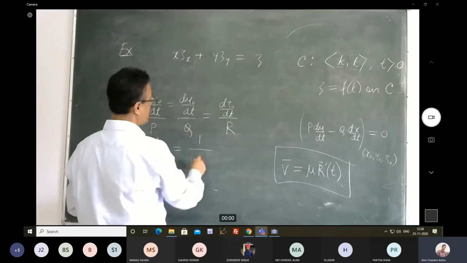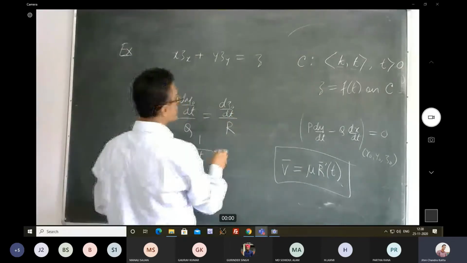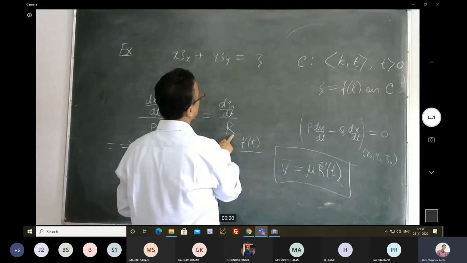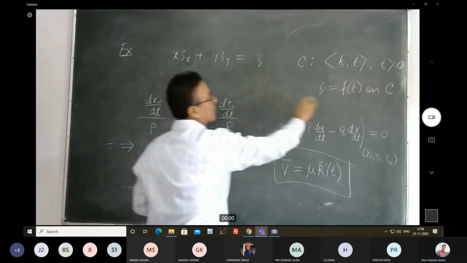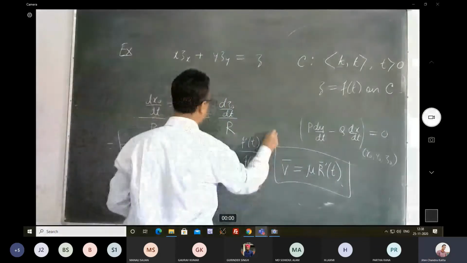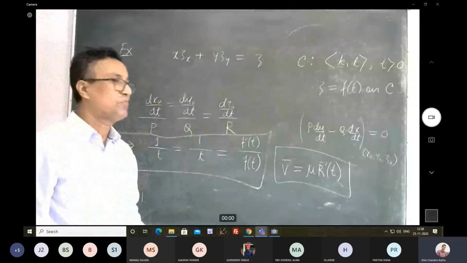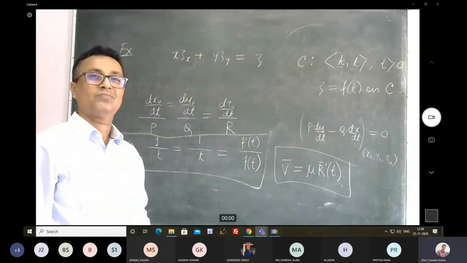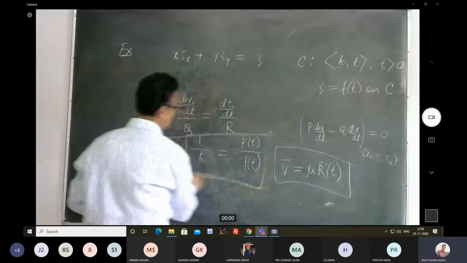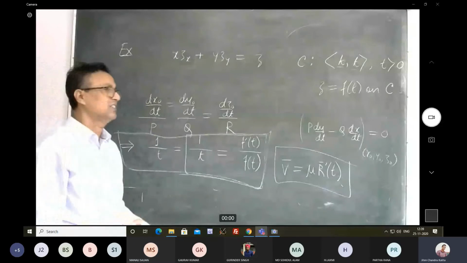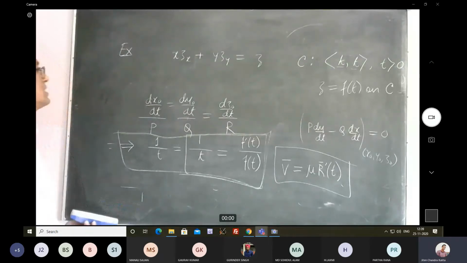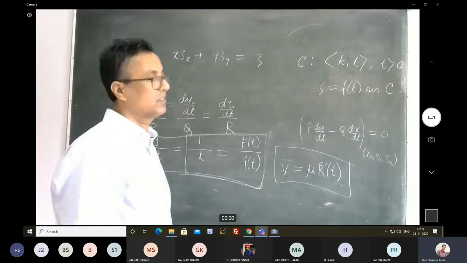Q is y, which is again t, and dz naught dt is simply f prime t. R is z, and z on the curve C is f of t. Are you getting some hint how to find f of t? Yes? Simply solve this. f will be a linear function of t. So it is not even just linear, it is a constant multiple of t. Yes, linear passing through 0, 0.